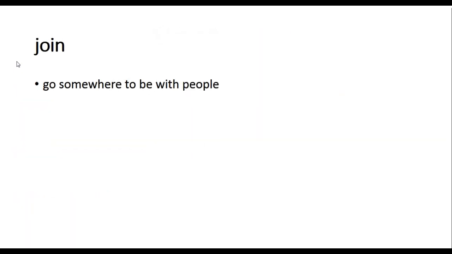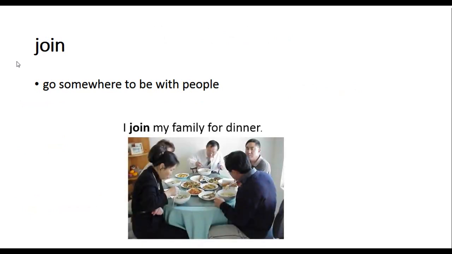Join. Go somewhere to be with people. For example, I join my family for dinner. You can also join a class, join a party. You join people to do something.